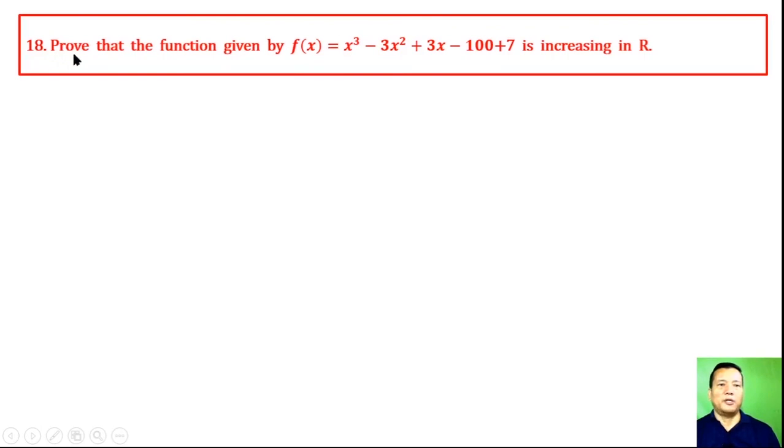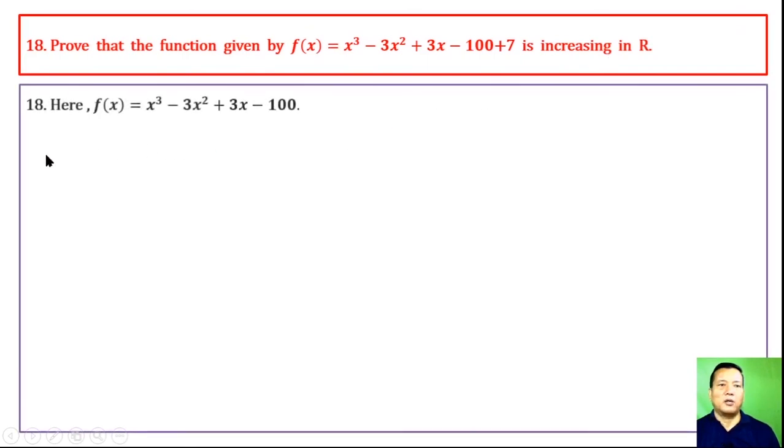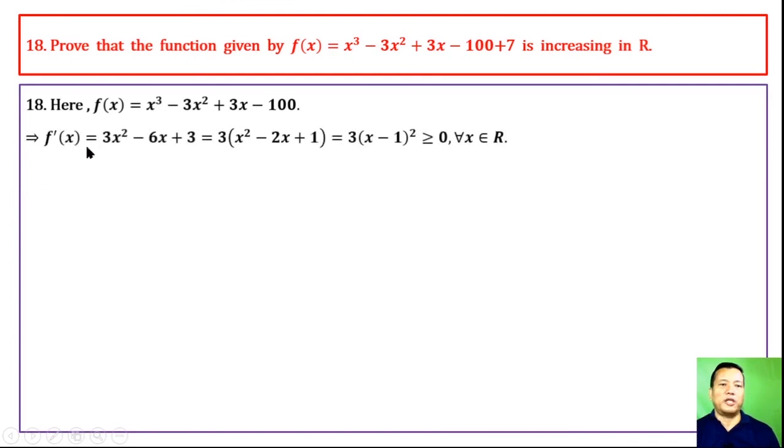Question number 18. Prove that the function given by f of x, this, is increasing in R. Here f of x is equal to this polynomial, whose derivative is this, and taking out 3 and factorizing the quadratic factor, we get this, which is always greater than or equal to 0 for all x belongs to R. Hence, f is increasing in R, the set of real numbers.